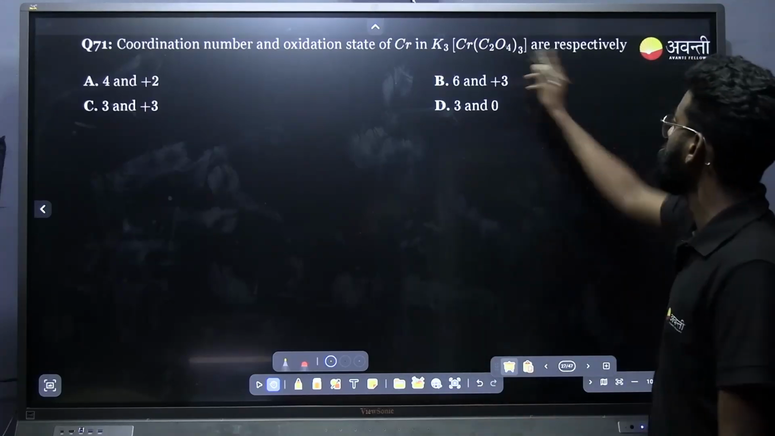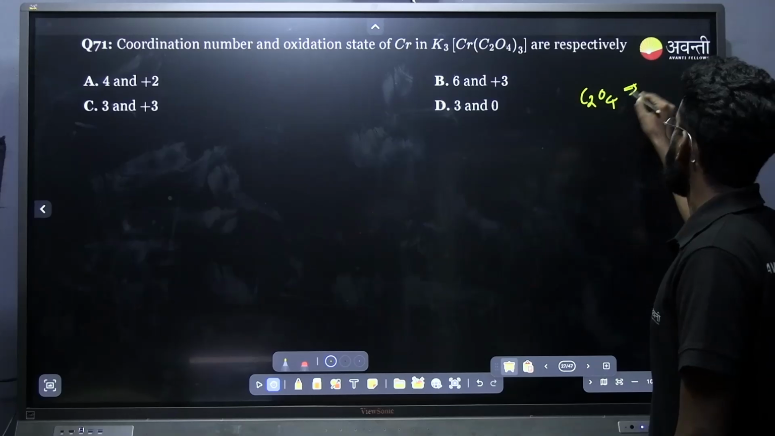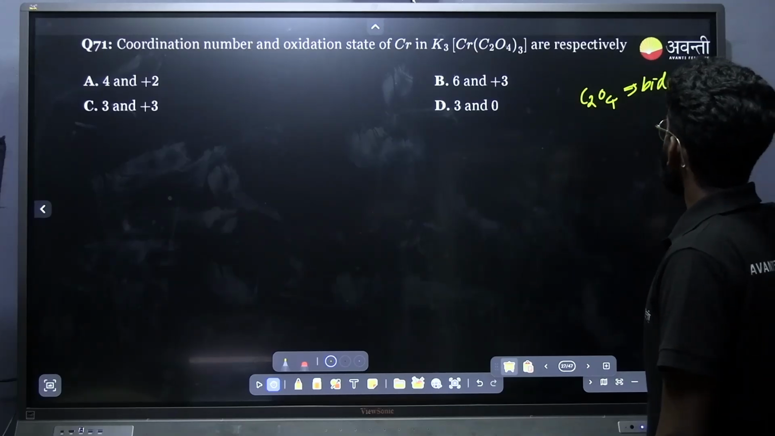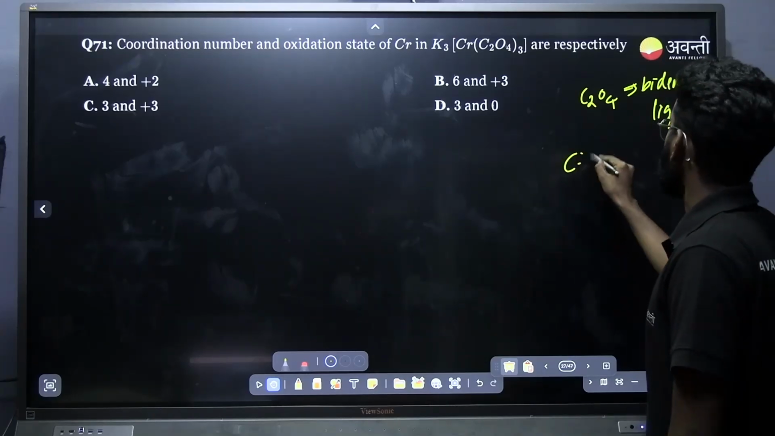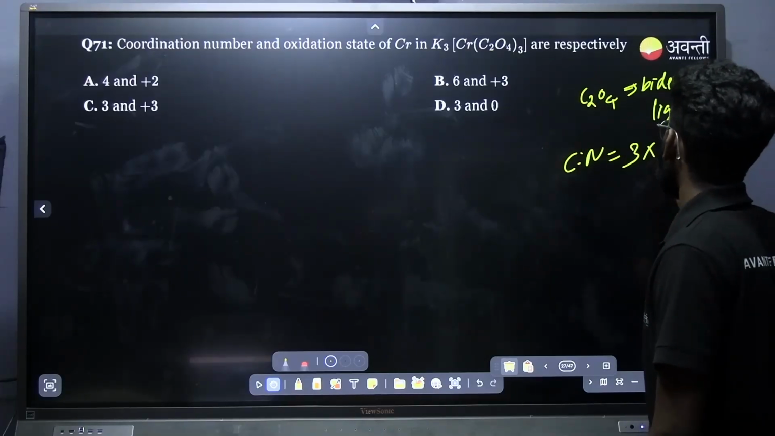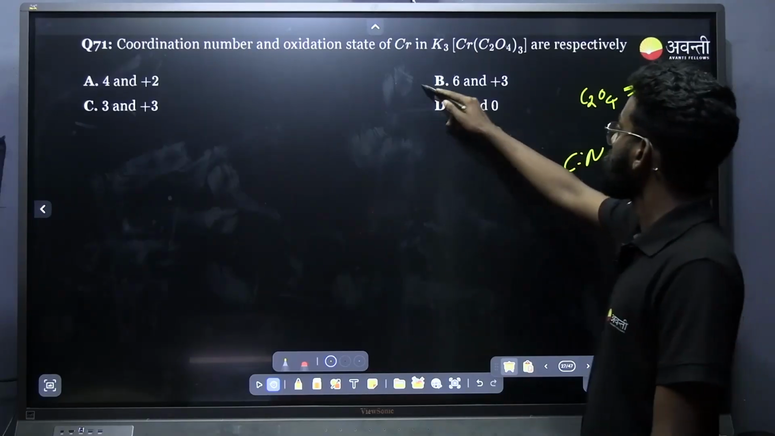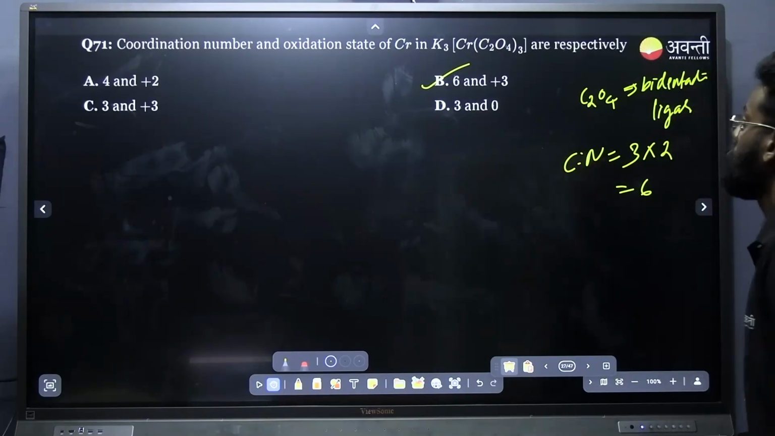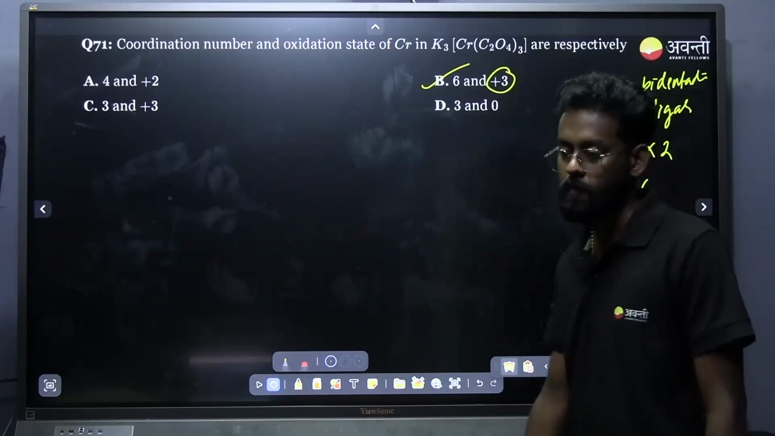We know that C2O4 is a bidentate ligand. As it is a bidentate ligand, the coordination number is equal to how many C2O4 are there, times its denticity, that is 2. 3 C2O4 are there, so it is equal to 6. So the only option we can see is B. And if you check the charge, you can find it is coming as +3.